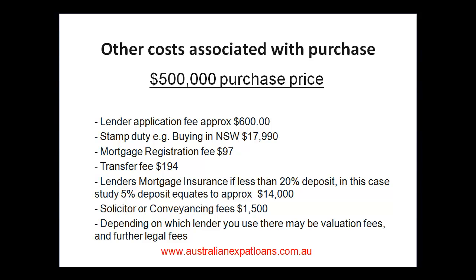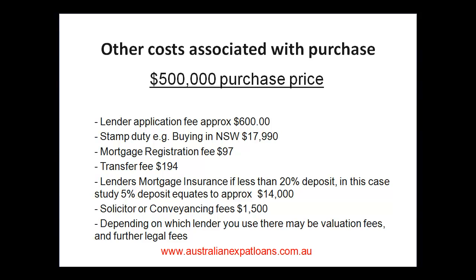If you're buying in New South Wales, and obviously you have a number of states in Australia, but I'll just use New South Wales here and it won't differ that much. Stamp duty is approximately $18,000 on a $500,000 purchase. Mortgage registration fee and transfer fees are government fees which also need to be included.